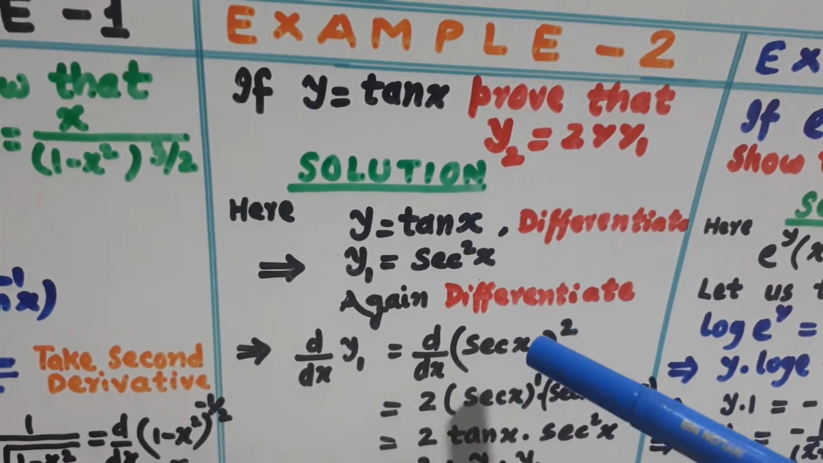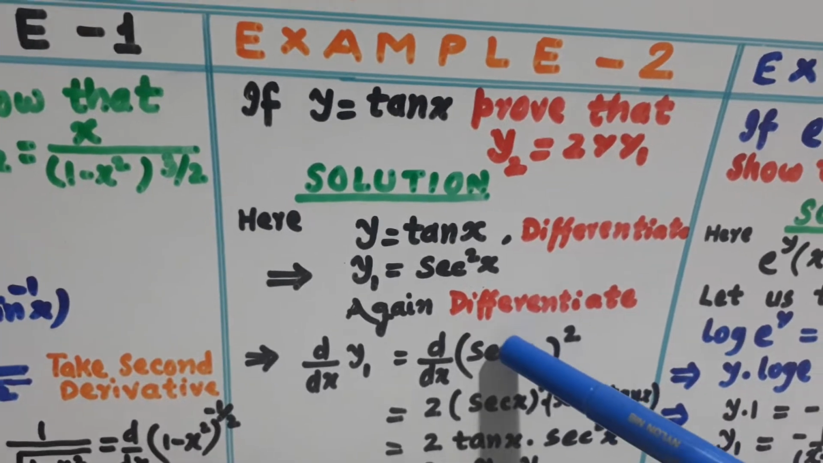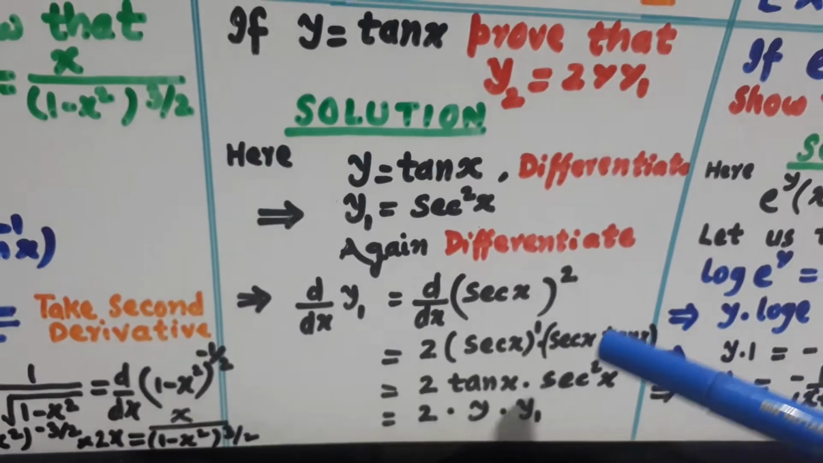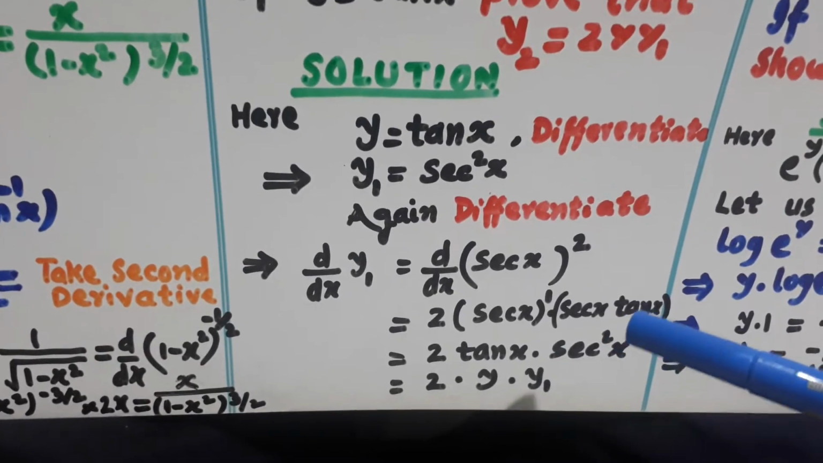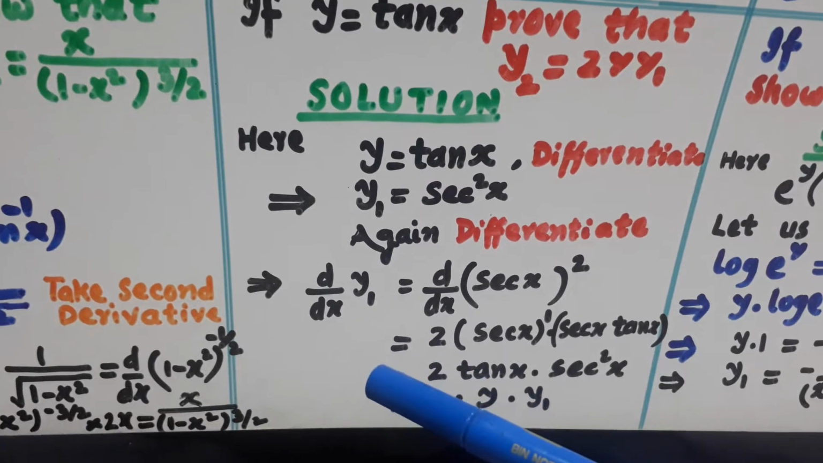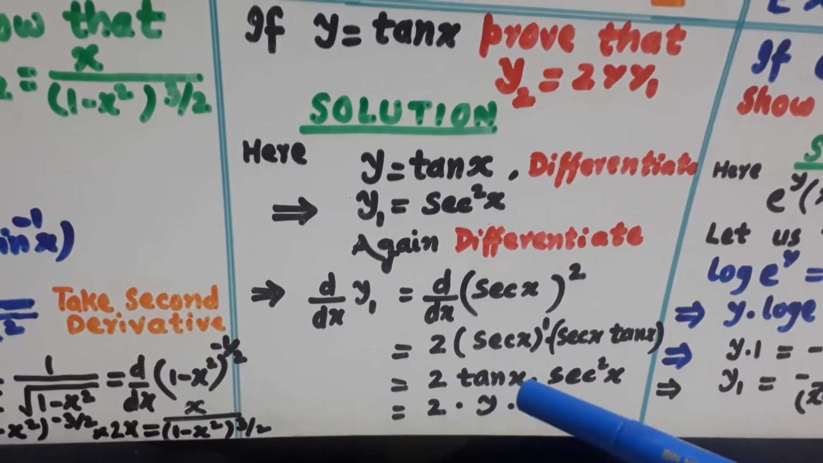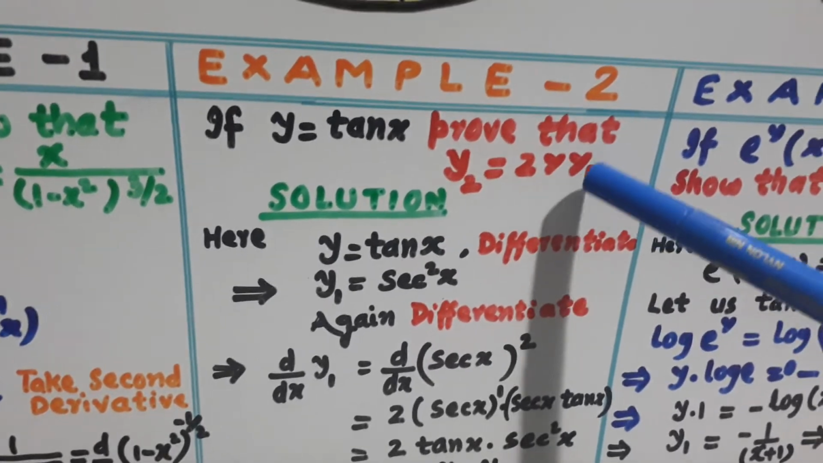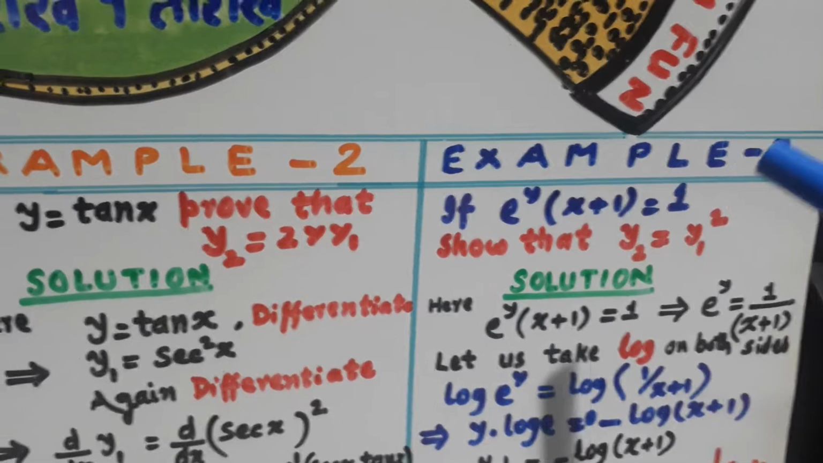secant square का derivative 2 नीचे उतरेगा, एक पावर कम हो जाएगी, secant का derivative secant tangent, it becomes 2 tangent secant square, and this is d/dx of y1, that is y2. So y2 is equal to 2y1. This is what we wanted to prove. Very simple, very simple. Now let us go to example number 3.